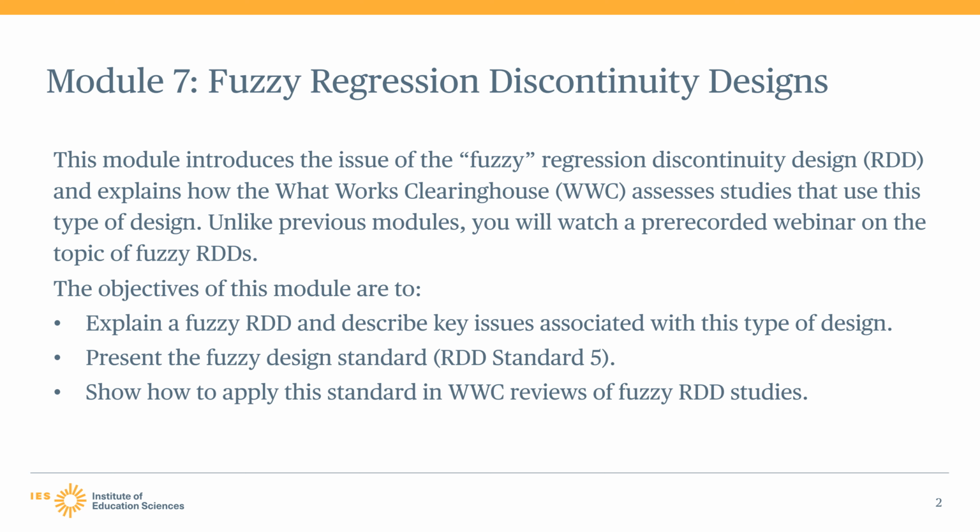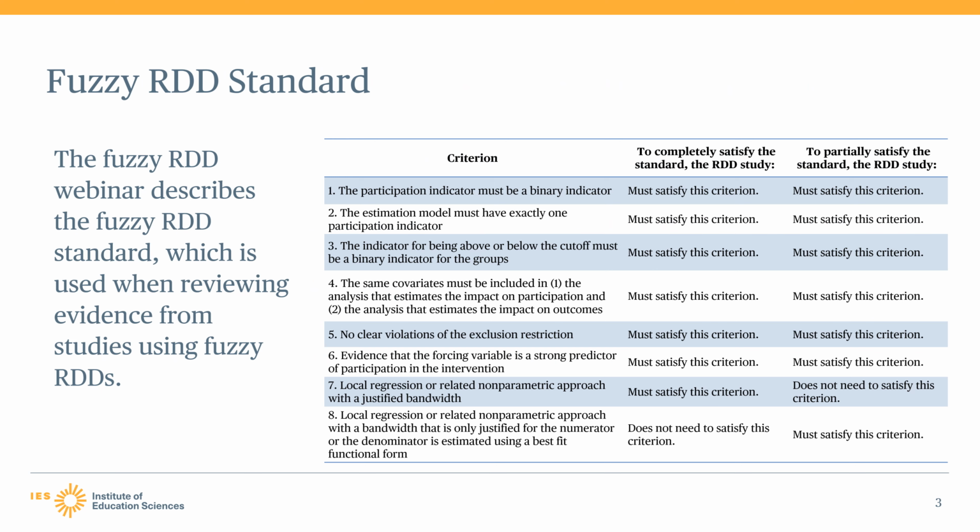After completing this module, you should be able to define what a Fuzzy Regression Discontinuity Design is and how that design differs from the sharp Regression Discontinuity Design. You will be able to describe the WWC's Fuzzy RDD standard and will know how to apply that standard conducting a WWC review of a Fuzzy RDD study. The webinar you will watch next describes the 8 criteria used to assess the Fuzzy RDD standard and will demonstrate how studies using Fuzzy RDDs might waive this standard when impact estimates are calculated using a reduced form model.